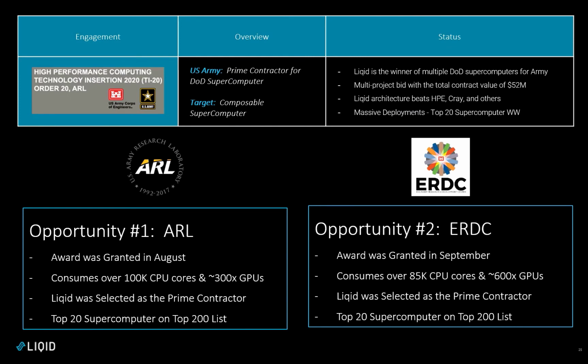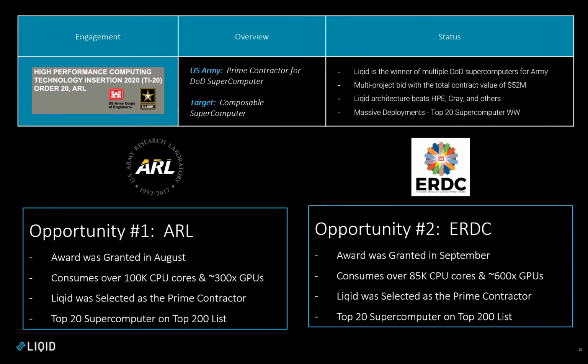And to build on that, we're very excited to talk about 2 recent design wins that the team has had. The first one is for ARL. This is the Army Research Lab. This is a huge machine that Liqid has been awarded. And this particular machine will have over 100,000 CPU cores, and it will leverage 300 of Nvidia's A100 GPUs. Very excited that Liqid was selected as the prime contractor on this opportunity. It proves the value of disaggregation and composability in large scaled out environments.